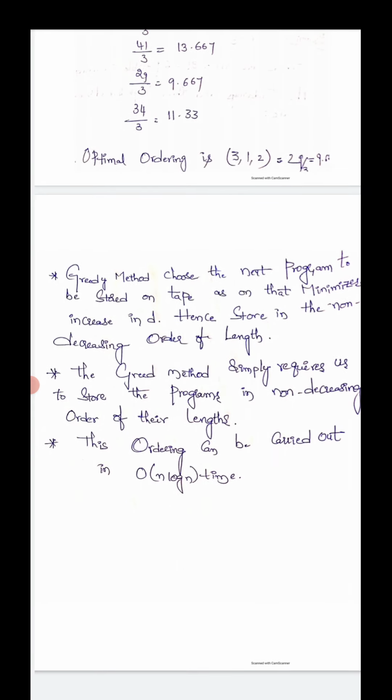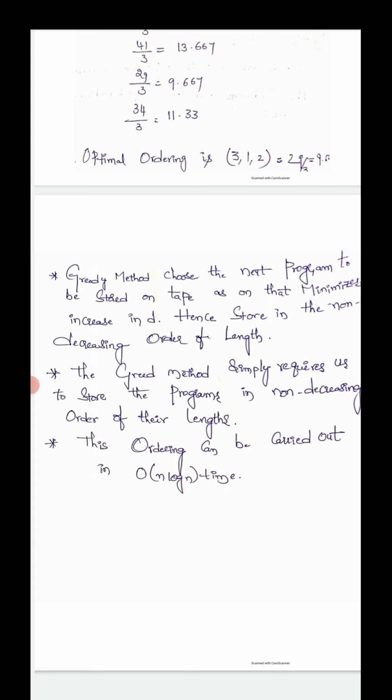In this concept we have studied the greedy method. Choose the next program to be stored on tapes. If we have to minimize the increase in distance, we need to store them in non-descending order of lengths. Now the greedy method simply requires us to store the programs in non-descending order of their lengths. Finally, this ordering can be carried out in order of n log n time.